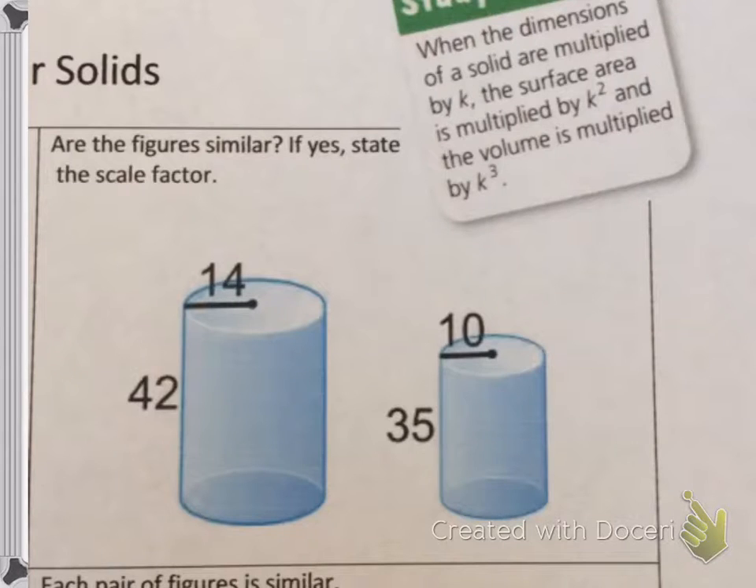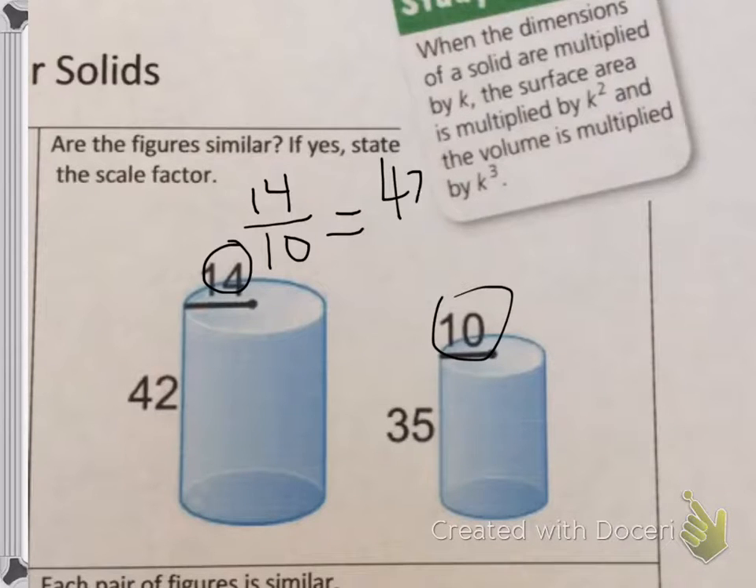All right, so are these figures similar? If yes, state the scale factor. So again, we're just going to compare parts. We're going to go 14 over 10, because that's the radius of the big one to the radius of the little one. And we're going to see if that equals 42 over 35, because those would be the sides that are similar, the height of the cylinder here. So 14 over 10 on our calculators would be 7 over 5.